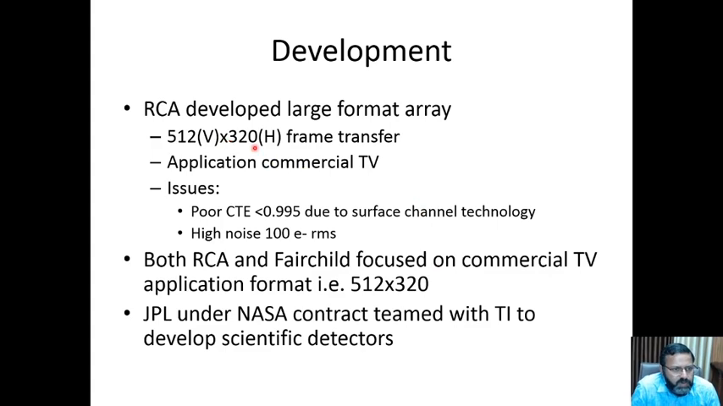RCA developed a large format frame transfer, but it was suitable for commercial application. So both RCA and Fairchild later focused on commercial TV application. So JPL, under the NASA contract, teamed up with Texas Instruments for developing scientific detectors.